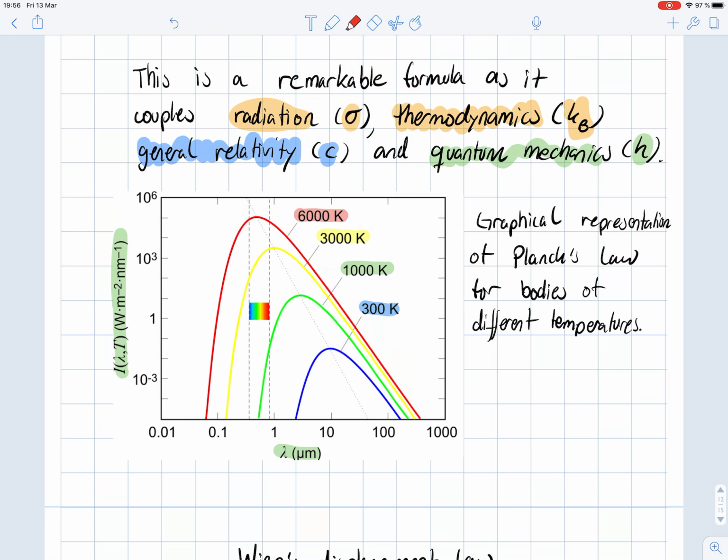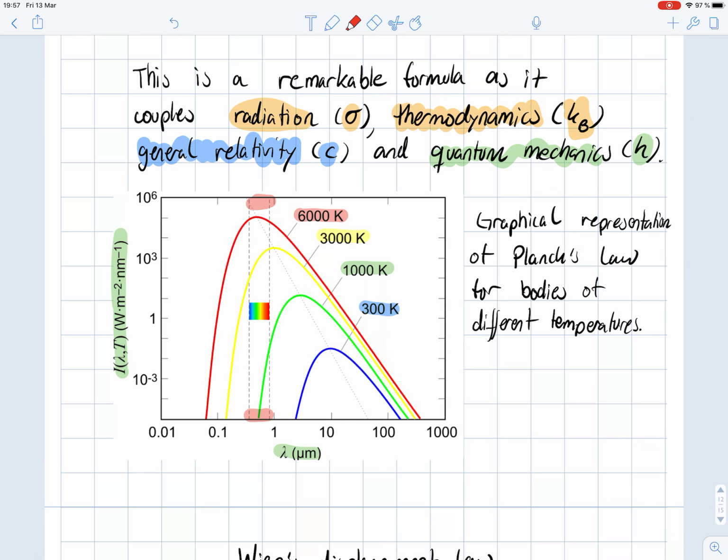one is at 6000 Kelvin. What you can see here is that the different black bodies at a different temperature will emit radiation in a different range. In particular, we have this band which is here, and well, it has a rainbow in it, and it's because this is where we have visible light.